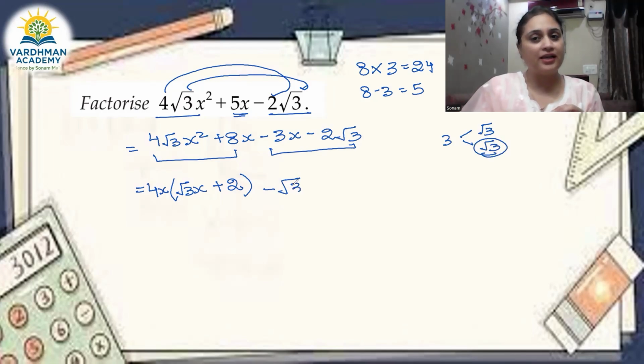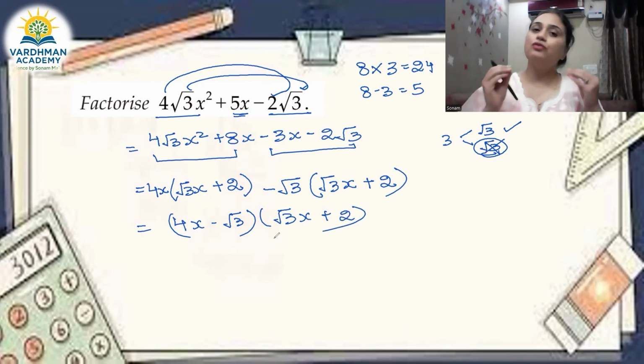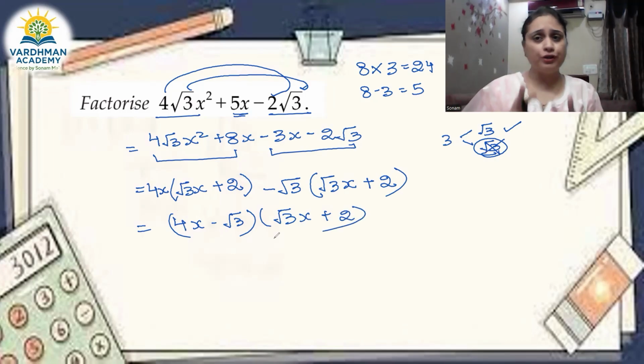We take the minus sign negative and root 3 common. What are we left with? Now we have taken one root 3, so we are left with only root 3 here. So root 3x and plus 2, right? So this will be 4x minus root 3, and we have root 3x plus 2. Simple, sorted. So we have done this also, and you have the two factors.